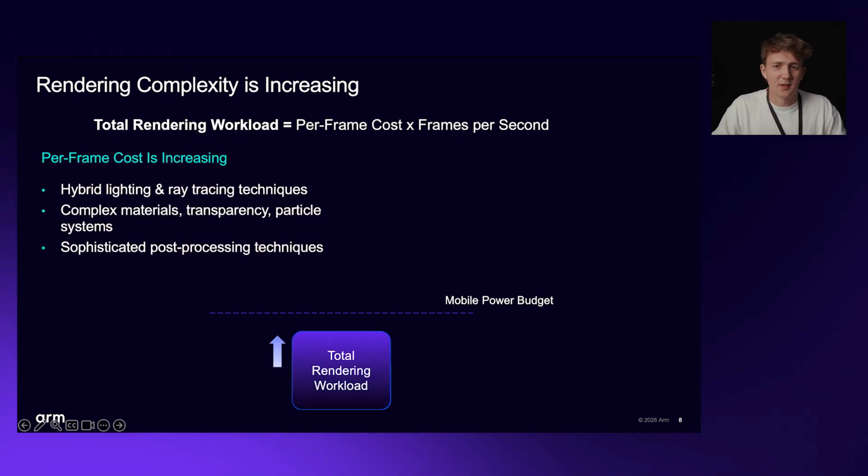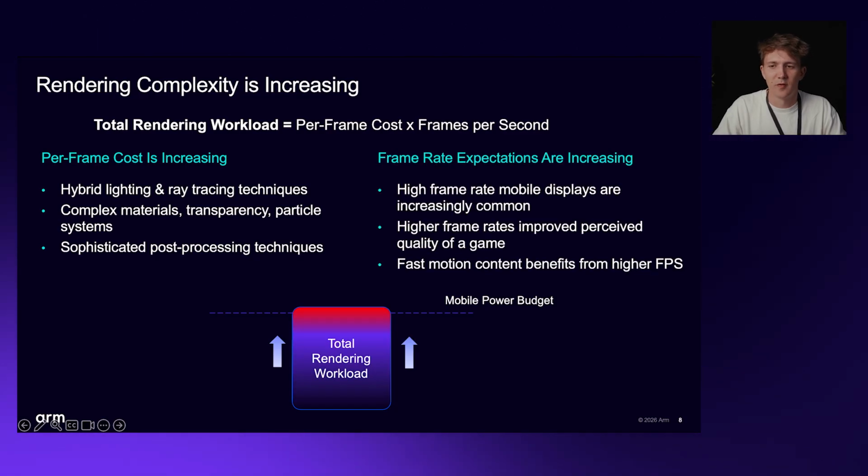The per frame cost is increasing. Frames are becoming more expensive. People are using more advanced lighting techniques, ray tracing, complex materials, particles, fancy post-processing, you name it. Per frame cost is increasing as we want to do more and more. But additionally, we're also being asked to produce many more of them. High refresh rate displays are now more common, and fast-moving games benefit from high frame rates. However, the problem is that our mobile power budget is still limited, and so we need to deliver more complex frames more often while keeping within a mobile power budget.